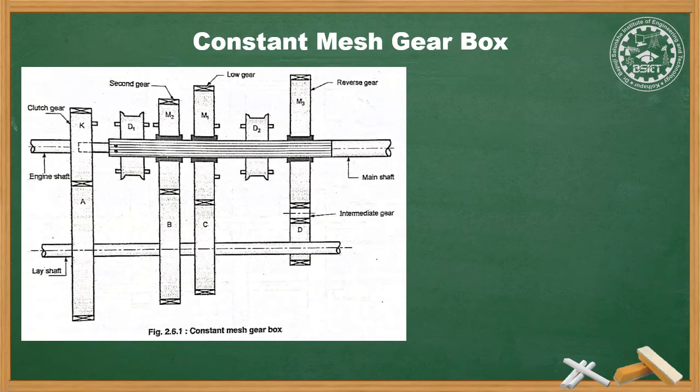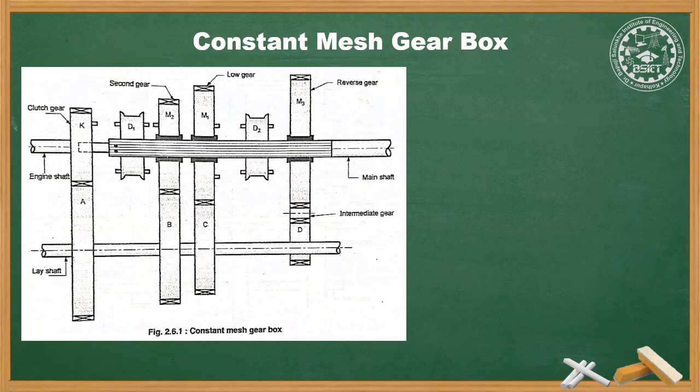When the left hand dog clutch D1 moves towards the right, it meshes with the teeth on the second gear M2, and the second gear is obtained. For obtaining a direct gear, the dog clutch D1 moves towards the left by the selector lever mechanism to mesh with the teeth on clutch gear K. A direct gear or top gear is obtained.